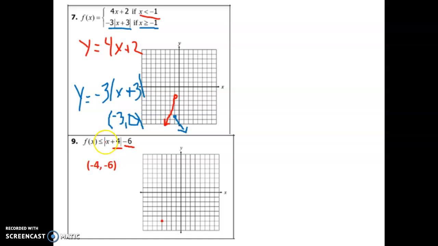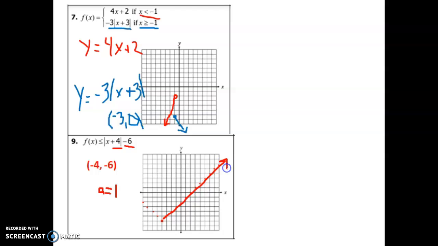There is no a value in front of the absolute value. There's nothing there. So that means my slope, my a, is 1. So because it's not a negative in front, I'm going up 1 to the right 1. Up 1 to the right 1. Keep that going. So that's the right side of my V. Well, the left side would still be up because I'm making a V, but to the left because it's absolute value. Up and to the left one, up and to the left one. Okay, so I'm going to connect those points.